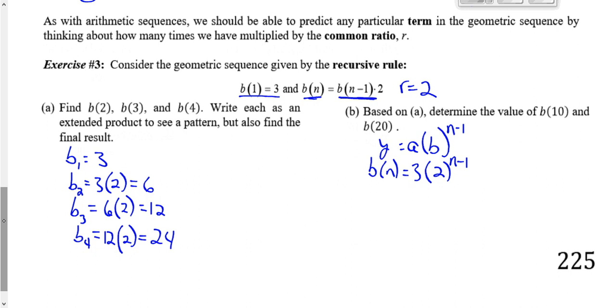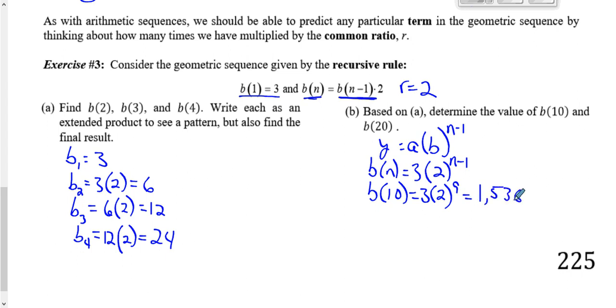So now we can find b of 10 and b of 20 real quick, can't we? 3 times 2 to the what? To the 9th, right? The term before the 10? And what's that give you guys? Well, 3 times that. 1536, right?